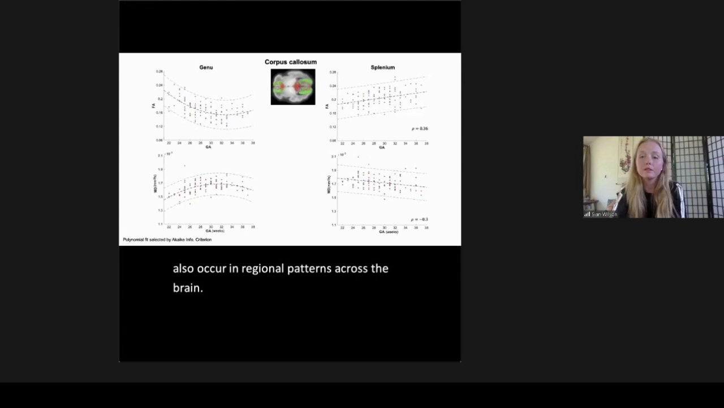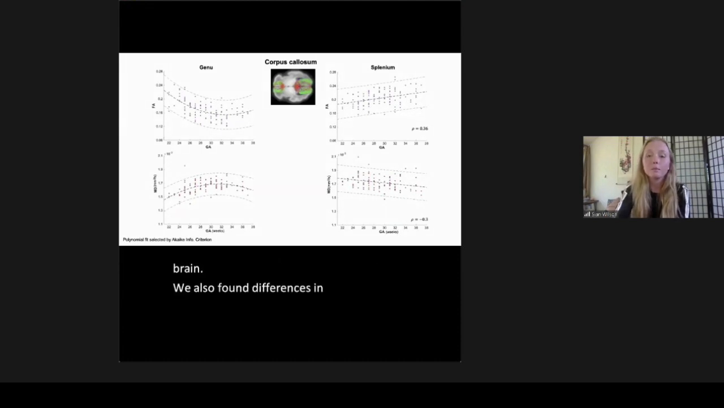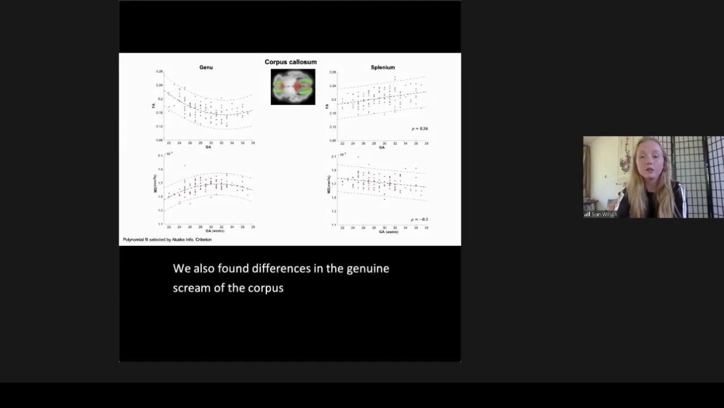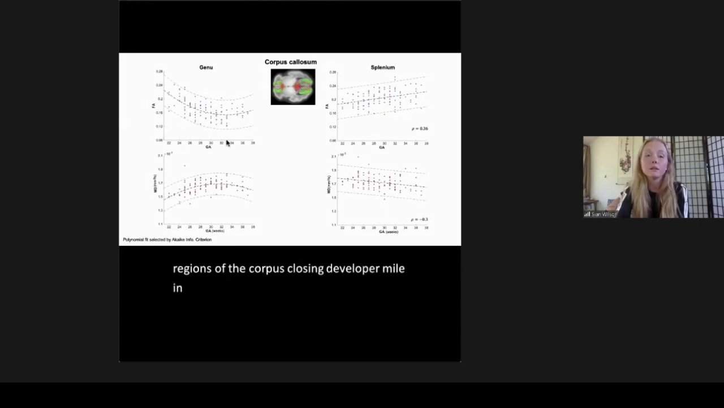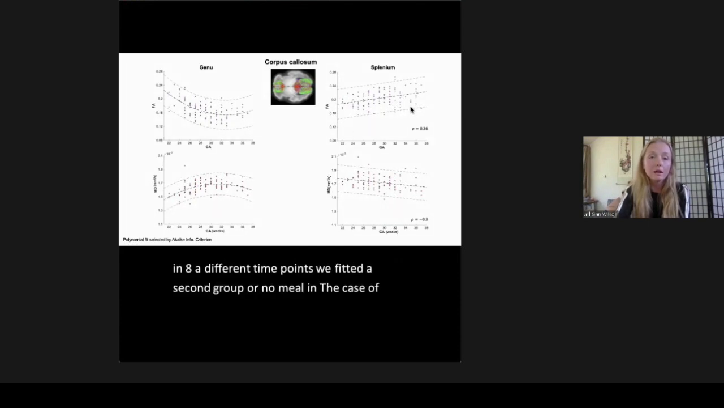We also found differences in the genu and splenium of the corpus callosum, according with ex vivo studies that show these two regions of the corpus callosum develop and myelinate at different time points. We fitted a second-degree polynomial in the case of the genu, for the FA and the MD, whereas the splenium was better described by a linear relationship.